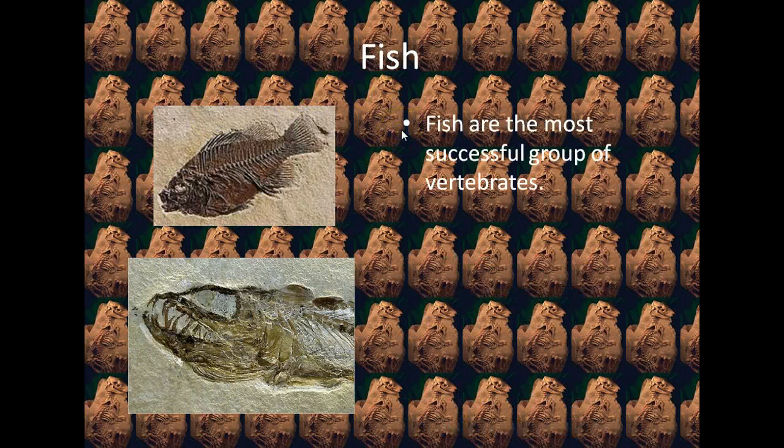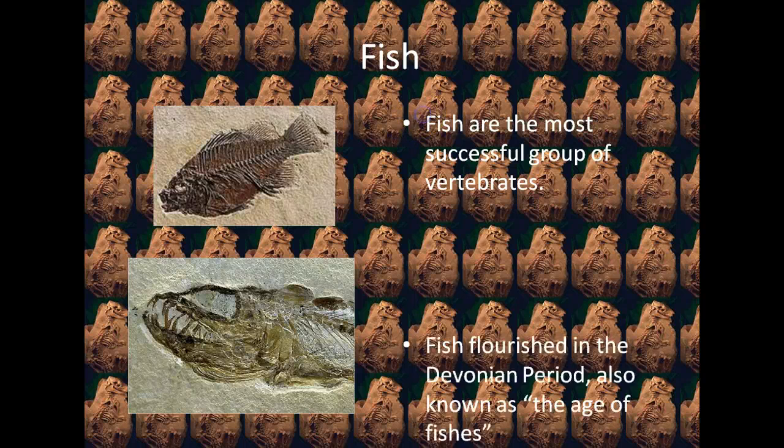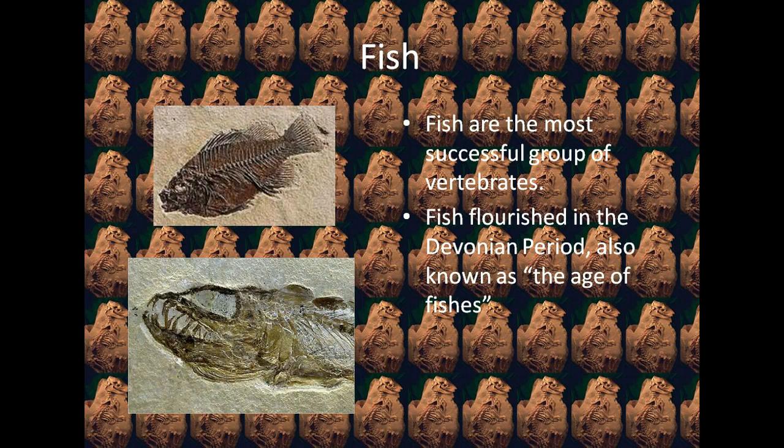Now, fish, they're the most successful group of vertebrates to ever roam the earth. These guys, they are very successful. Very successful. They flourished in the Devonian period, which we touched on earlier. It's known as the Age of Fishes.